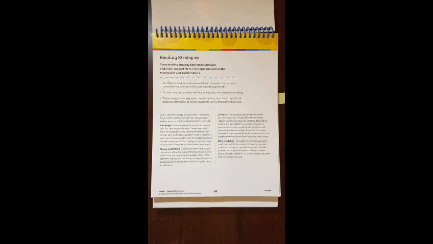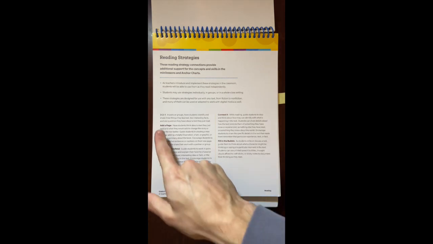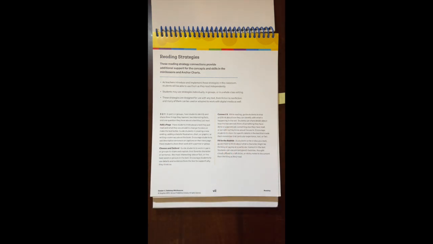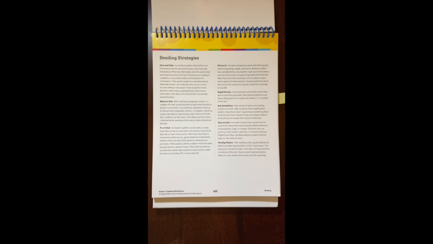You also have a full listing of different types of reading strategies for your students to use while they're, again, trying to apply those new skills and strategies that you've shown them with the anchor charts. So 3, 2, 1, connect it, choose and defend, fill in the bubble. These are all different types of strategies that we can use with our students in small group instruction.